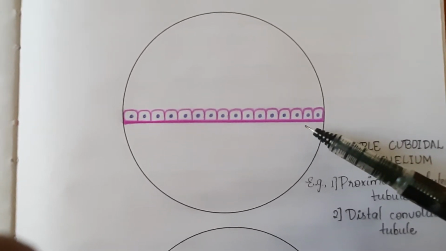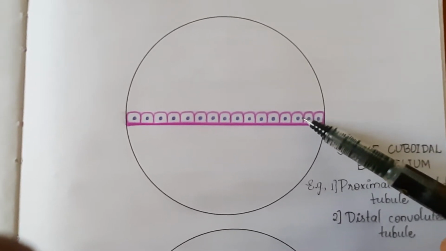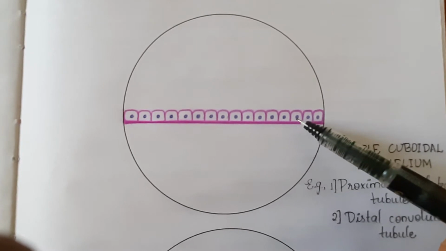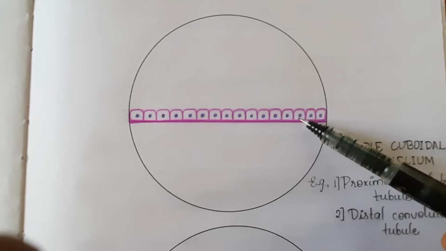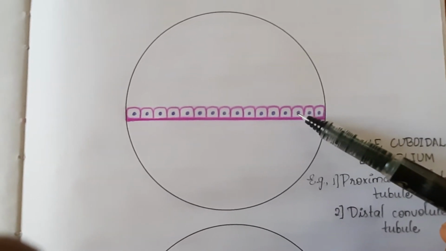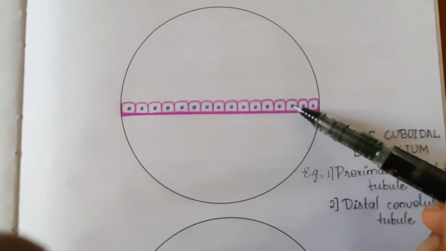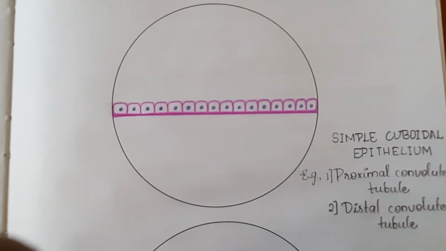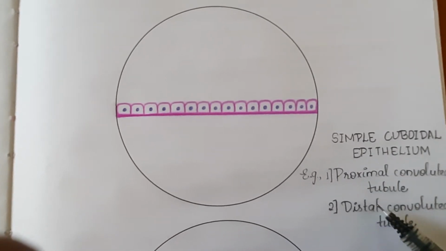What is the cuboidal epithelium? In the simple cuboidal epithelium, there is a basement membrane, and above the basement membrane the cube shaped cells are arranged in a single layer. The definition is that the height is equal to the width, with a central nucleus. The example for the cuboidal epithelium is the thyroid epithelium. The thyroid follicles are lined by the simple cuboidal epithelium. In addition, the proximal convoluted tubule and the distal convoluted tubule of the nephron.